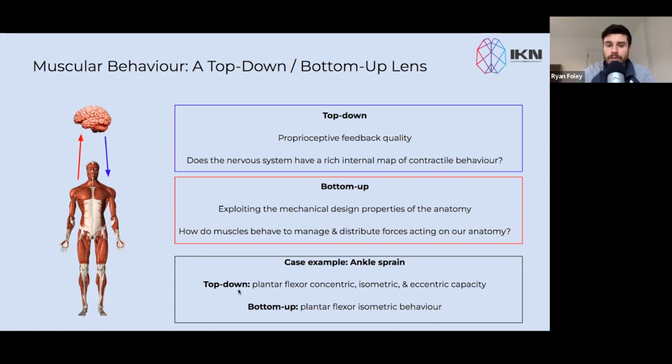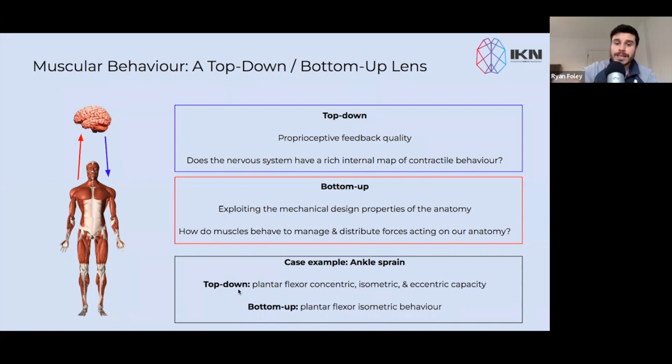And that will work to restore that rich internal map of the nervous system, because the nervous system is getting different sensory feedback from those different muscular behaviors. And of course, we'll need to couple that with the unique limitations of the client as well. So instead of thinking about it from a region-specific standpoint around the ankle, think about the contractile variability. Is the nervous system getting feedback about how the muscles are managing forces through those three key muscular contractile behaviors? Now that would be looking at things from a top-down perspective.